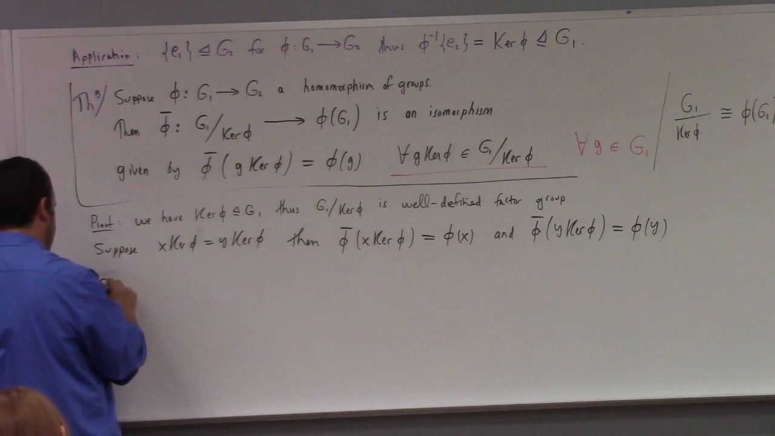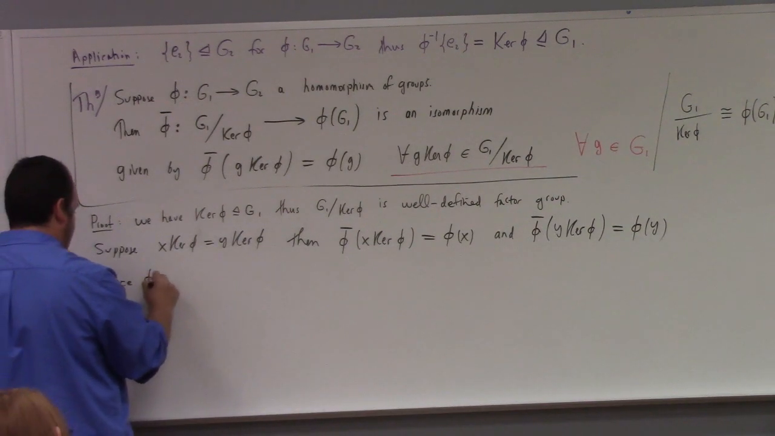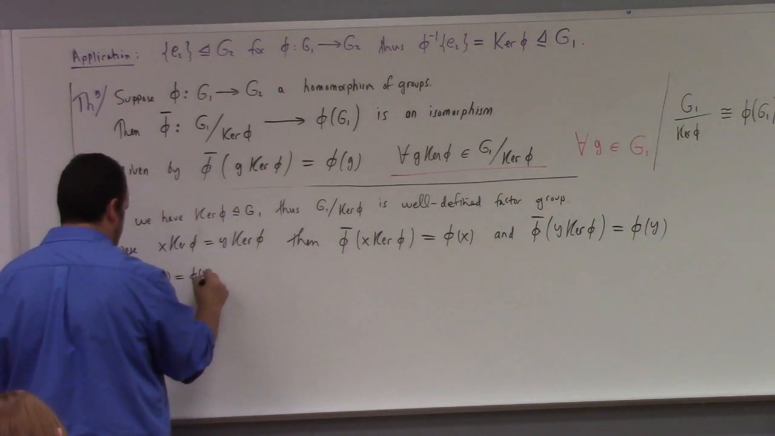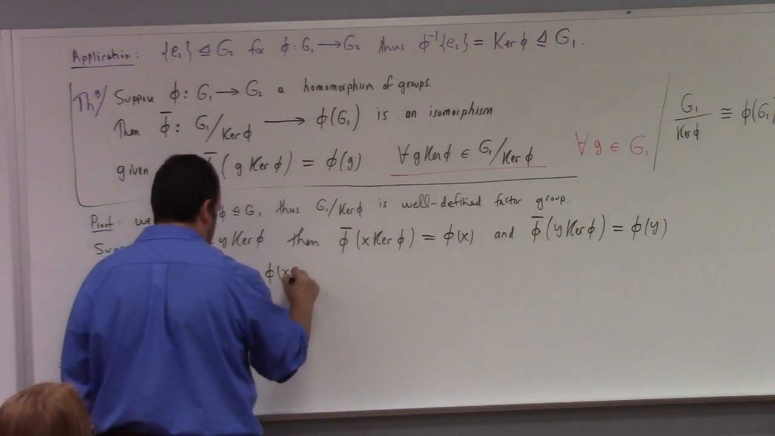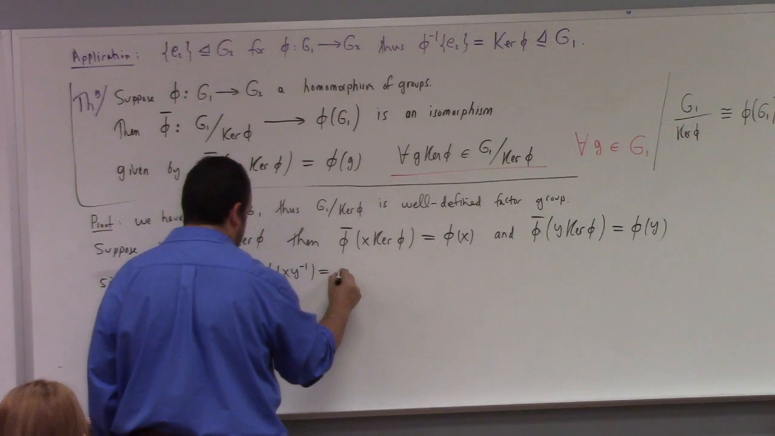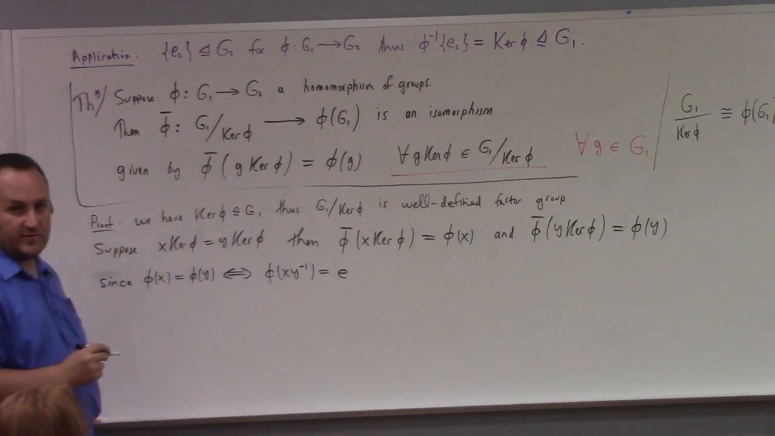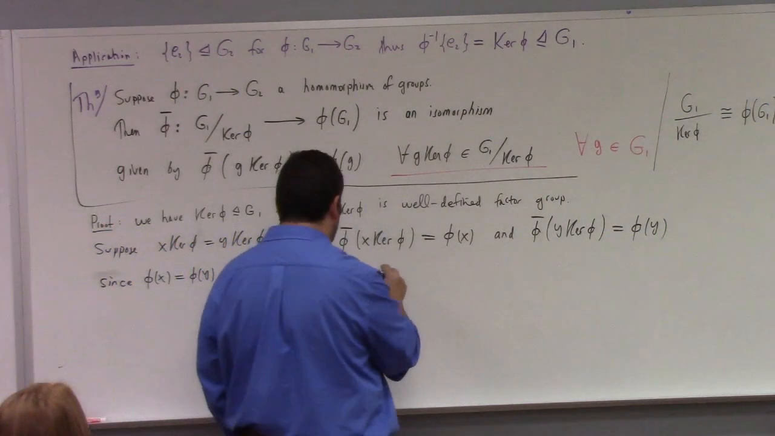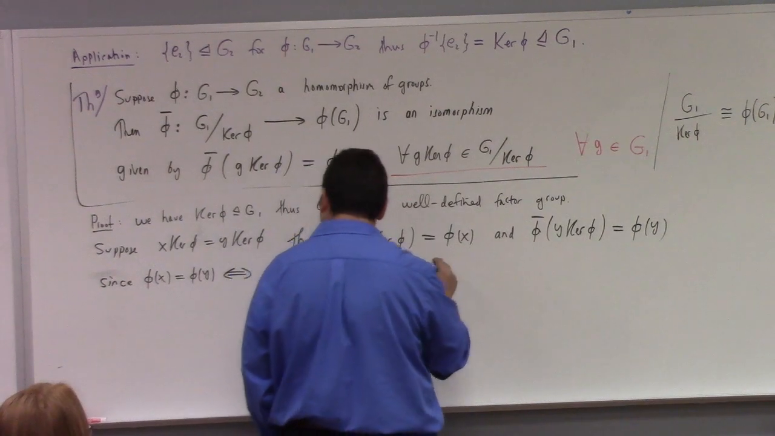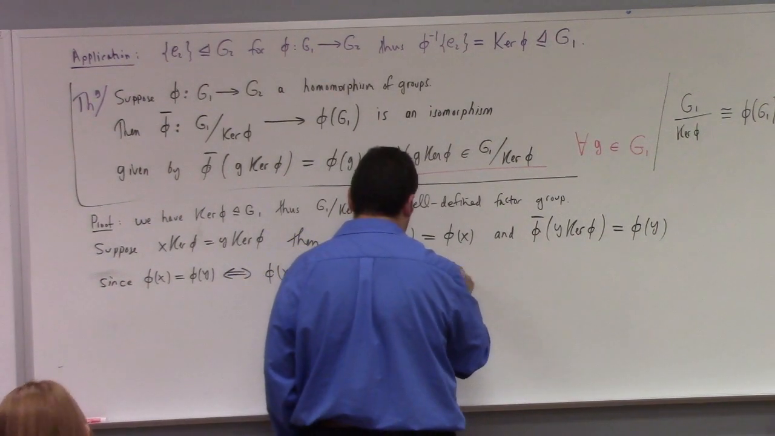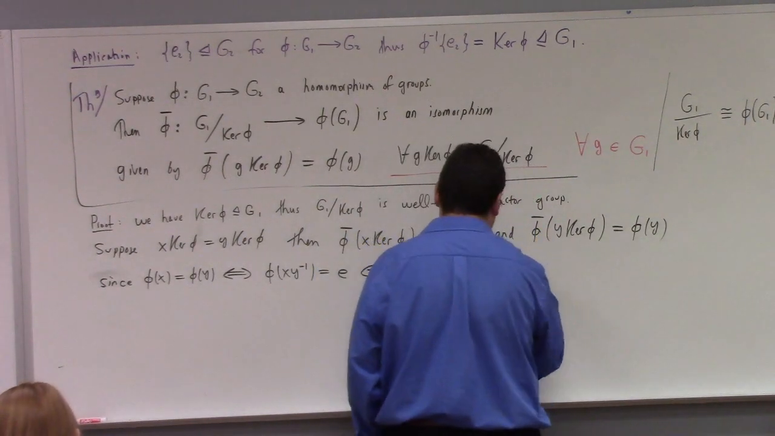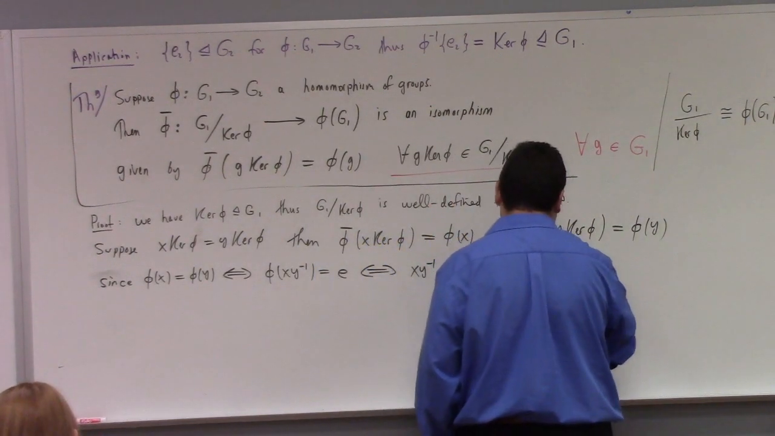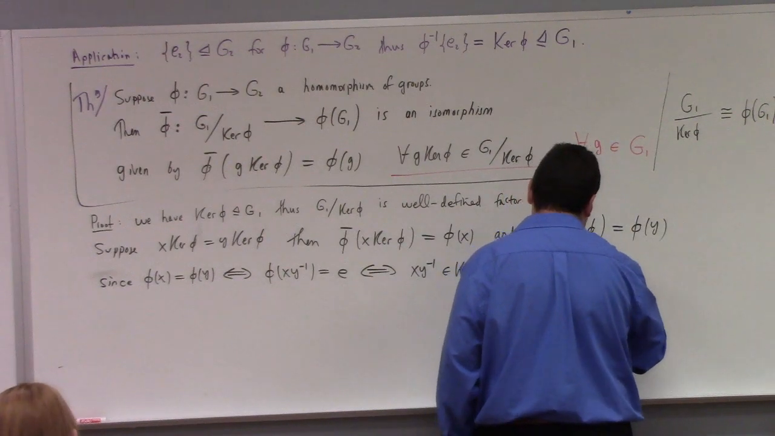Well, let's say it this way. Since phi of x equals phi of y if and only if what? Phi of x y inverse is equal to e, right? Which is equivalent to what? If and only if what? x y inverse is in the kernel of phi, right? If and only if what? x kernel phi equals y kernel phi.